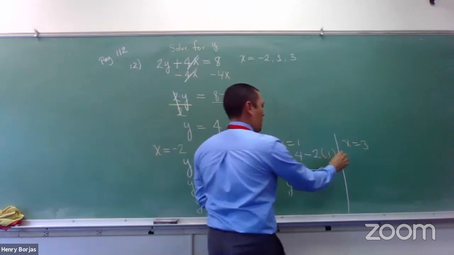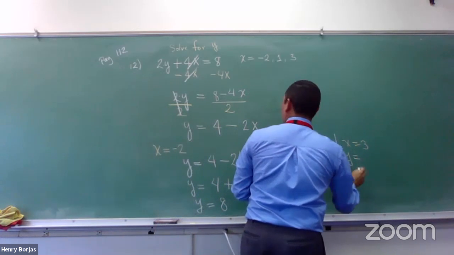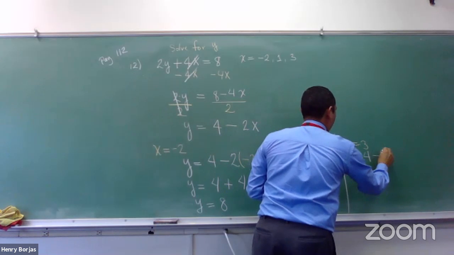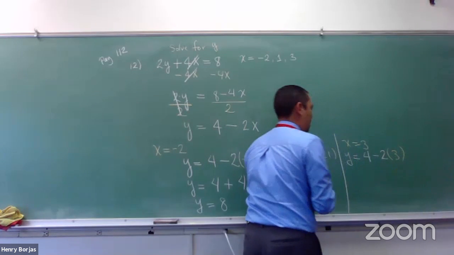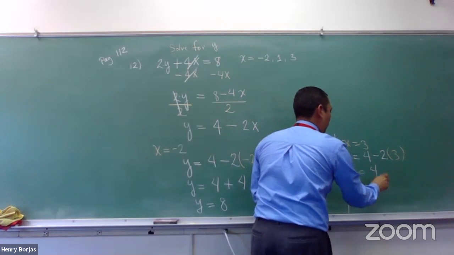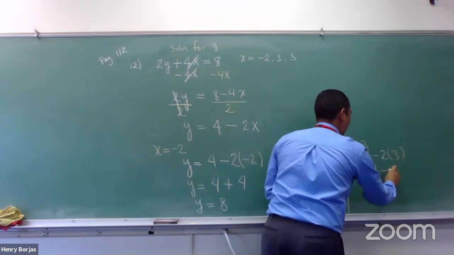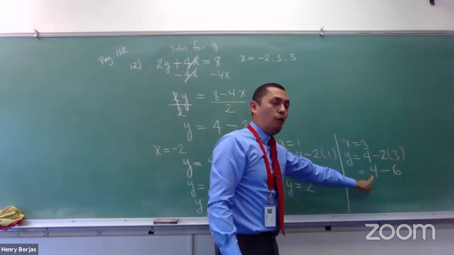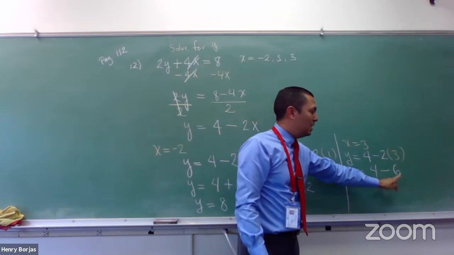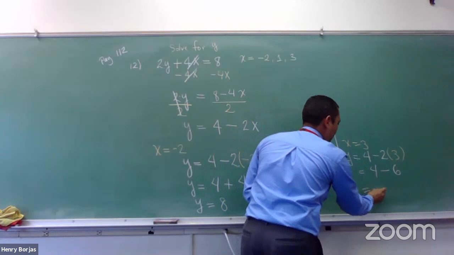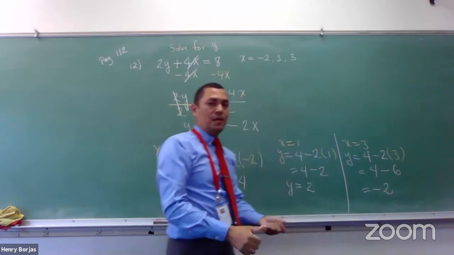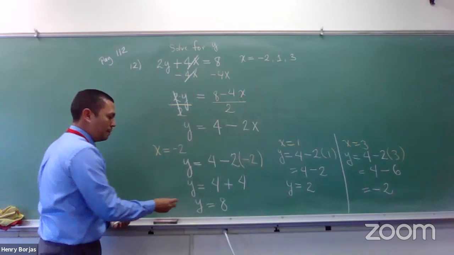So I have y equals 4 minus 2 times 3. So this is equal to 4 minus 6, because 2 times 3 is 6. And 4 minus 6: 6 is bigger than 4 and is negative, so my solution is going to be -2. So that's my solution.